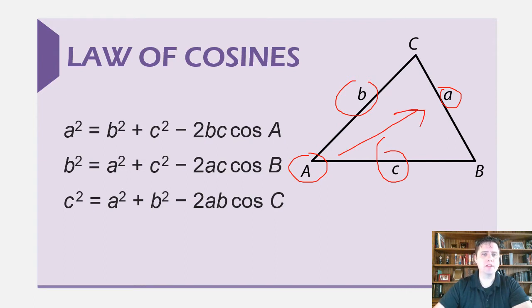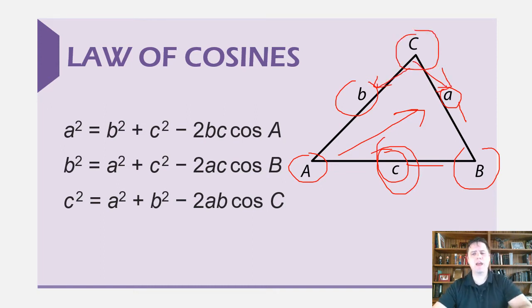But similarly, if we didn't know B, we would need to know the angle opposite it and the other two adjacent sides. And if we needed to know C, we'd need to know the angle opposite it and the two adjacent sides. So as long as we have the angle opposite and the two adjacent sides to that angle, we can discover the opposite side through the law of cosines.